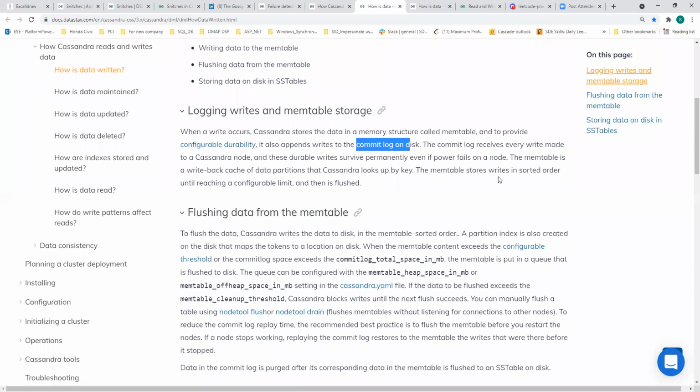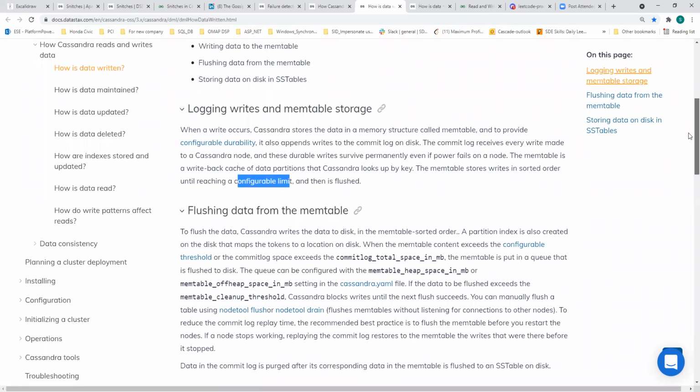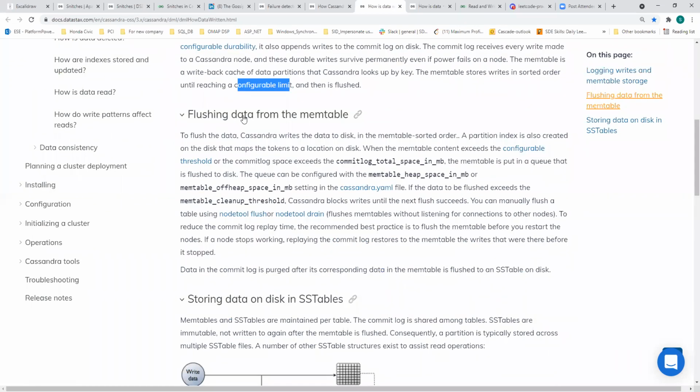The mem table is written in sorted order, and it is written until it reaches a configurable limit, and only then is it flushed. That is obvious, everyone knows about that, right? So now, how is the data flushed from the mem table? First it writes to the disk in the mem table's stored, sorted order. Then there is a partition index which is mapped on the disk for that particular token.